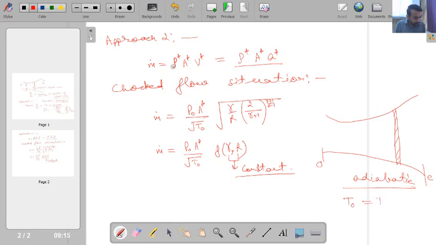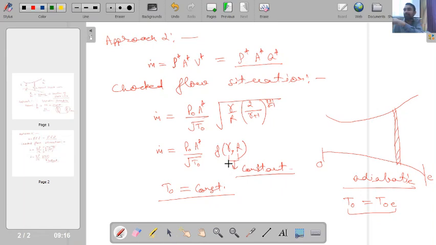For an adiabatic situation, we know that T naught inlet will be equal to T naught exit. So stagnation temperature at inlet will be equal to stagnation temperature at outlet. Even across the normal shock wave, stagnation temperature remains the same. So for this situation T naught will also be a constant parameter. Is this point clear? And once the flow has choked, what I am saying is normal shock wave will only occur when we have a choked flow situation, then mass flow rate also becomes constant.